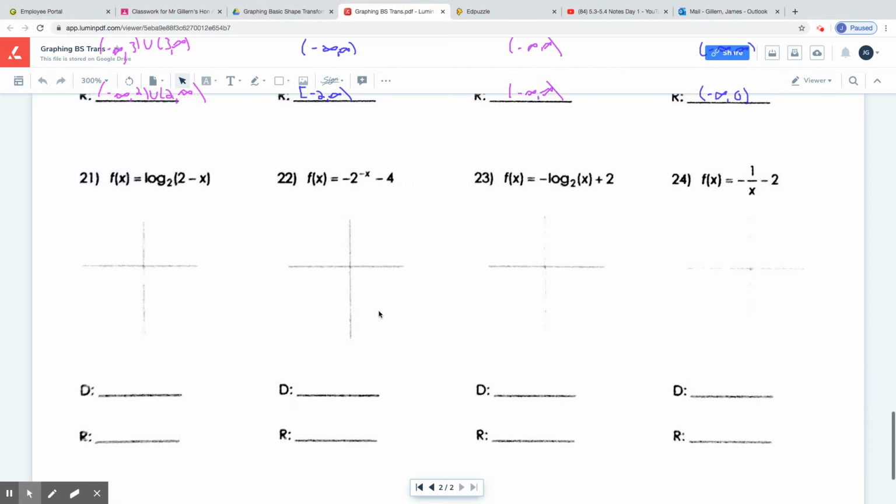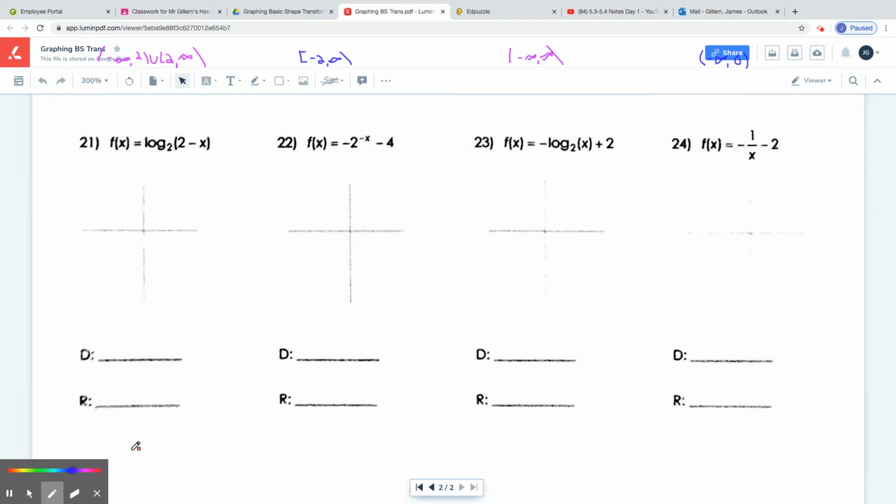All right. Last 4, a log graph. Remember, a log graph has a vertical asymptote, and it goes through 1, 0, like that. So the only thing happening here is we have a horizontal flip because it's negative, and we're moving 2 to the right. Our normal points are 1, 0, and our base, which is 2, 1.